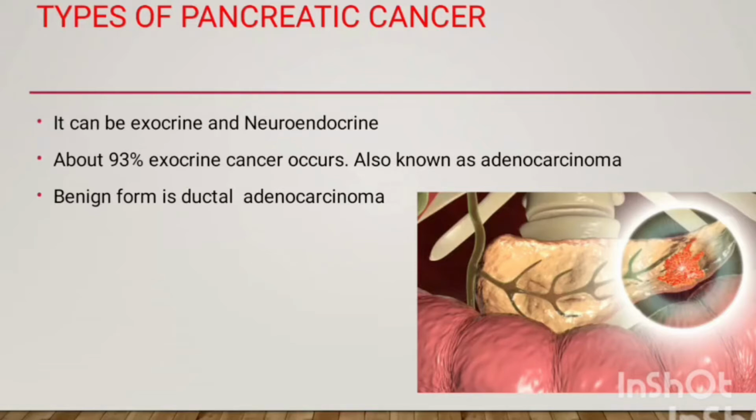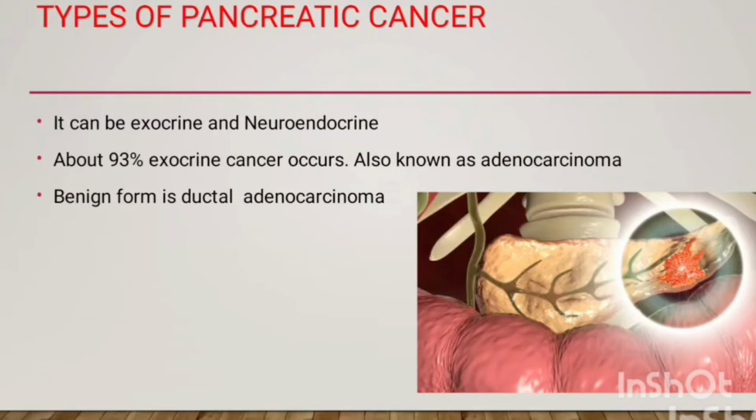These exocrine pancreatic cancers are also known as adenocarcinoma. And the most common form is ductal adenocarcinoma. Those types of tumors are cancers that occur in the ducts of pancreas. These are called ductal adenocarcinoma.